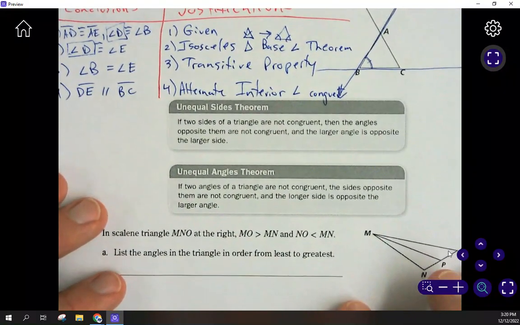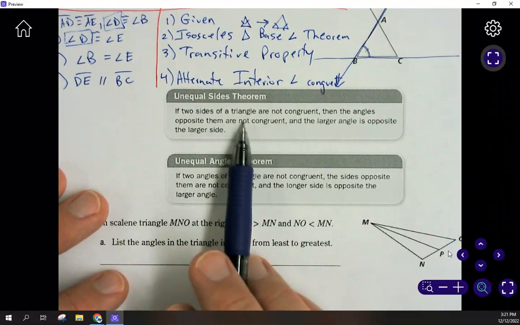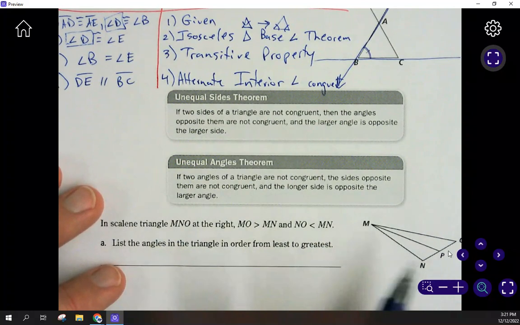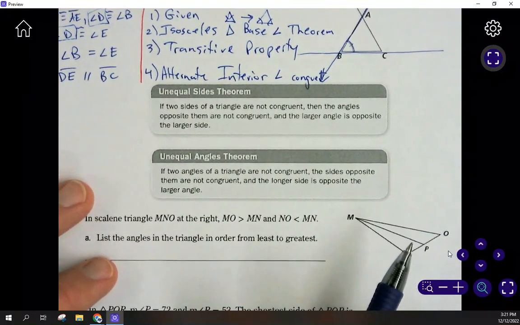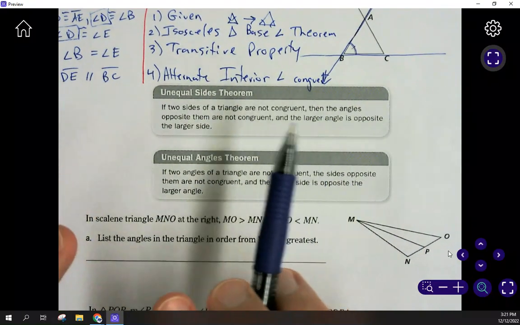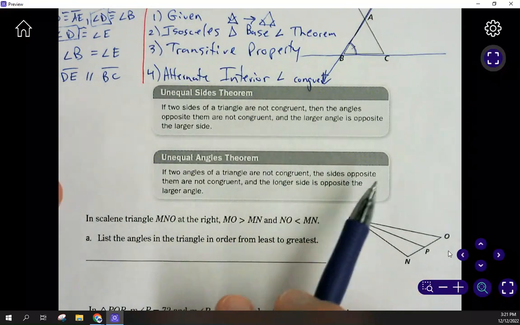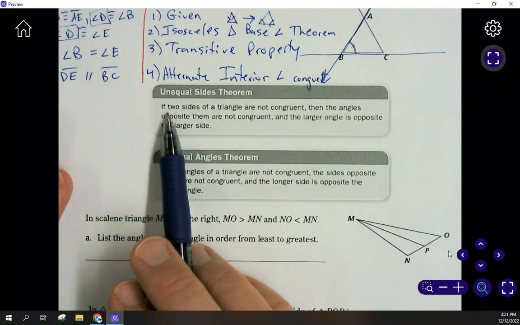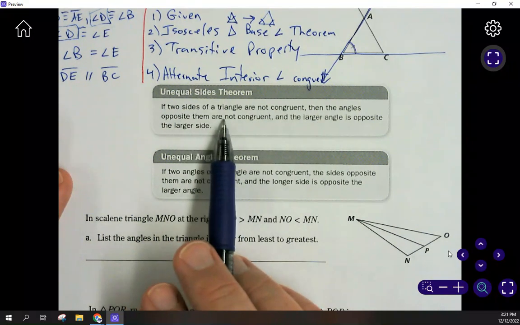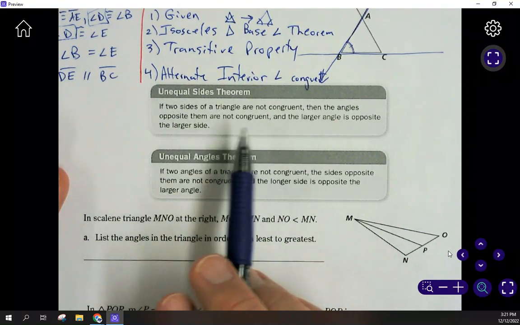All right, and one last thing we want to look at here in this section, we've got these 2 unequal sides and angles theorem. All right, so what happens when we're looking at triangles that may not be isosceles? They have unequal sides. What do they tell us about the angles, or if we're given the angles and they're not equal to each other, what does that tell us about the sides? So it says if the 2 sides of a triangle are not congruent, then the angles opposite them are also not congruent. So just like we know when we have an isosceles triangle, 2 equal sides make 2 equal angles.